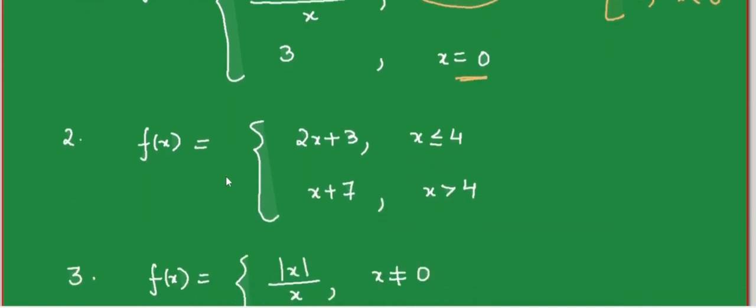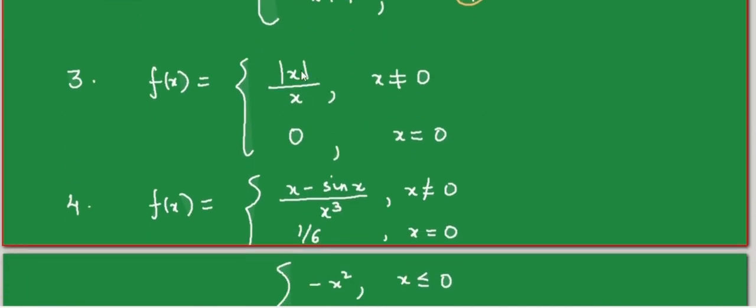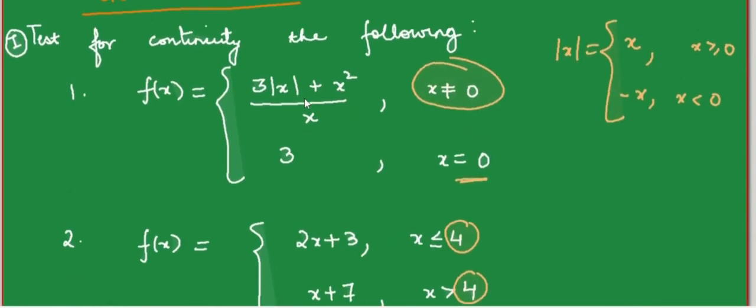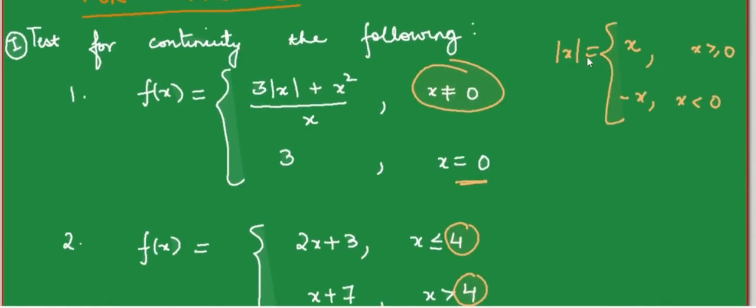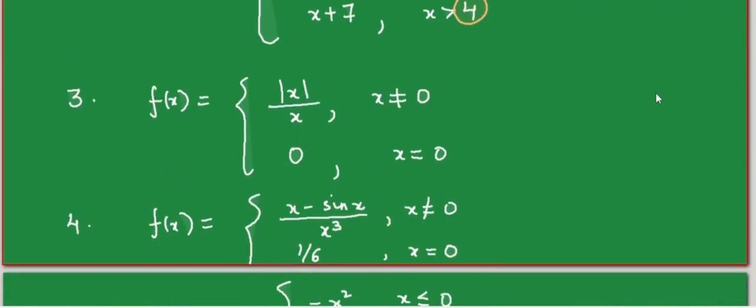The second problem, again a branched function. The break is happening at 4, so you'll have to test continuity at 4. Another problem, mod x upon x. Again, you'll exploit that mod x is a branched function branching at 0, so you will be branching this also accordingly.